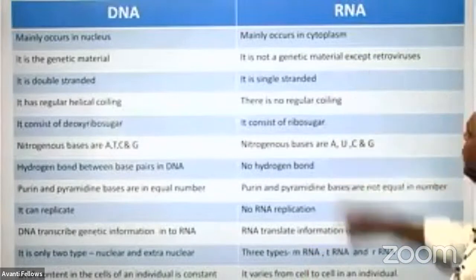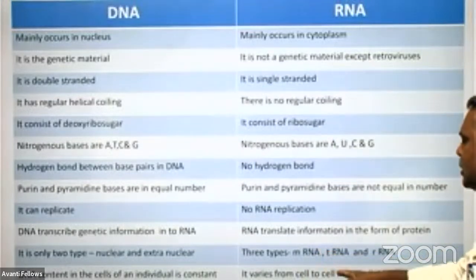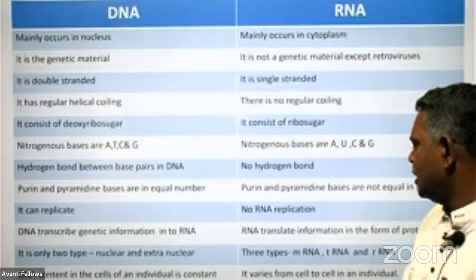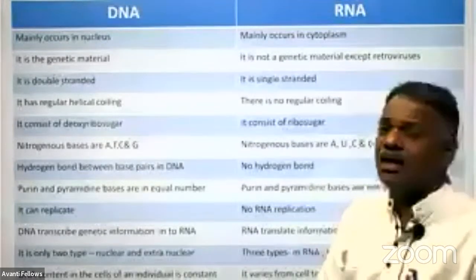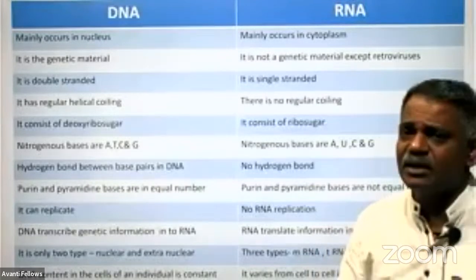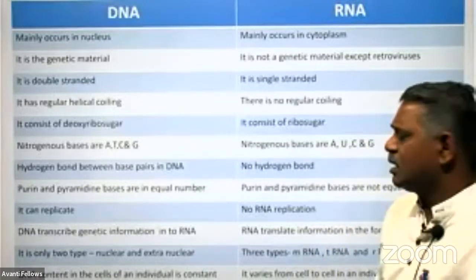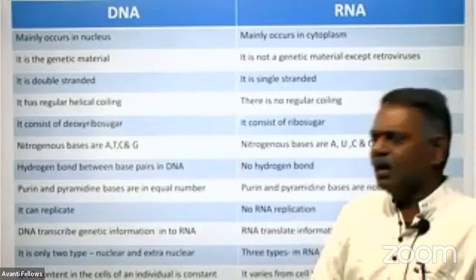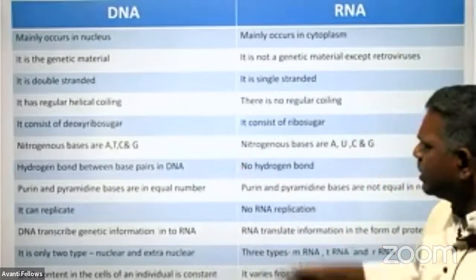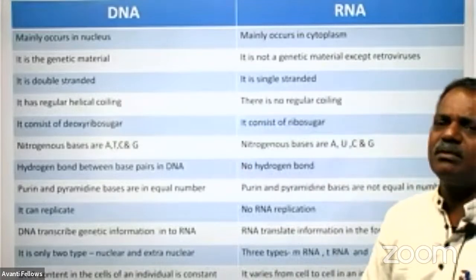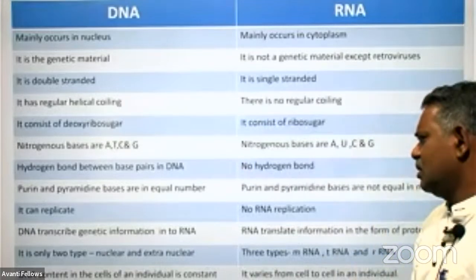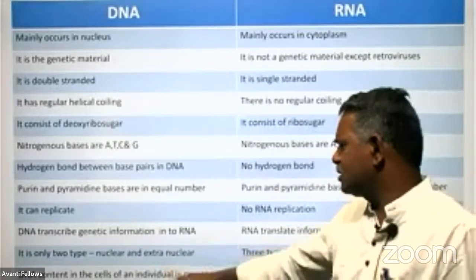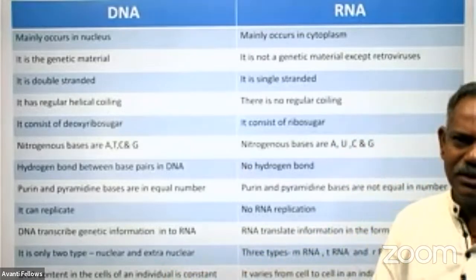Whereas in the case of RNA, there are three types, not two. mRNA, that is messenger RNA, tRNA, transfer RNA, and rRNA, ribosomal RNA. We will see the structure of all these three different types of RNA while discussing the processes of translation and transcription. And DNA content in the cells of an individual is constant.